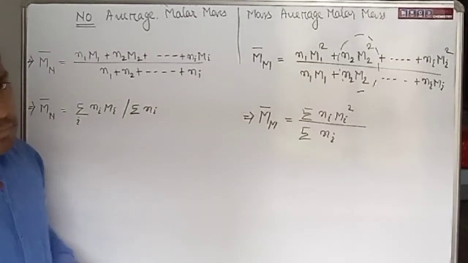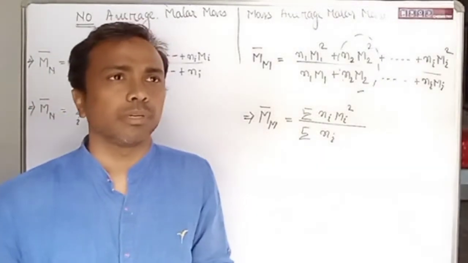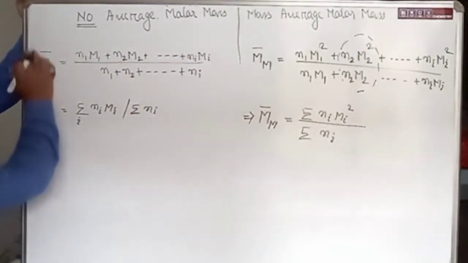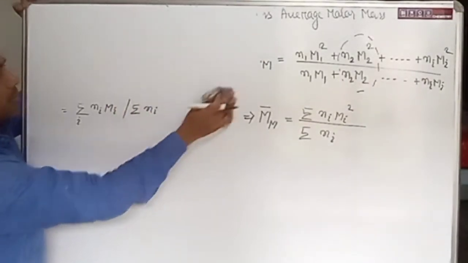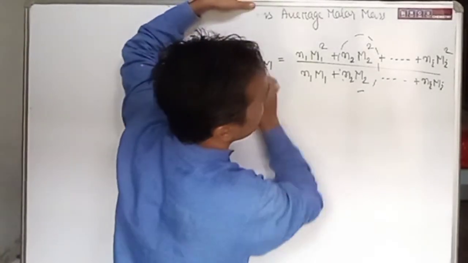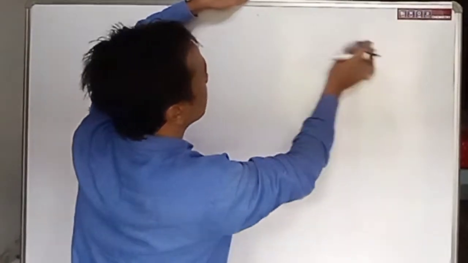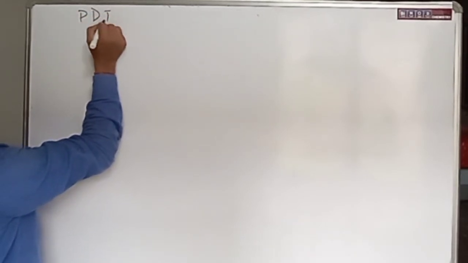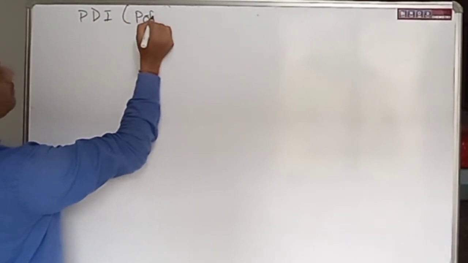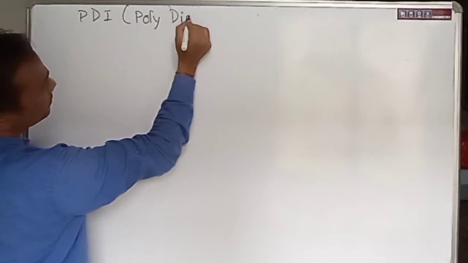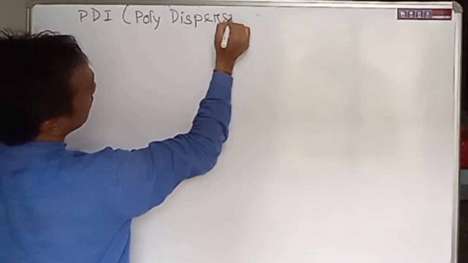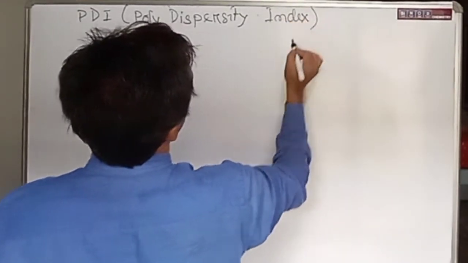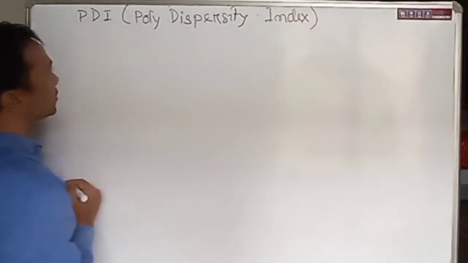One other term has to be discussed, that is the PDI. What is the PDI? Let's move to the PDI concept. That is the Polydispersity Index. It represents the Polydispersity Index.